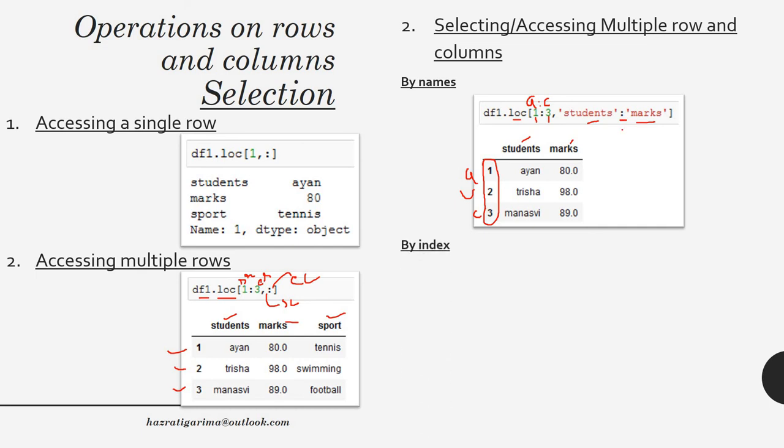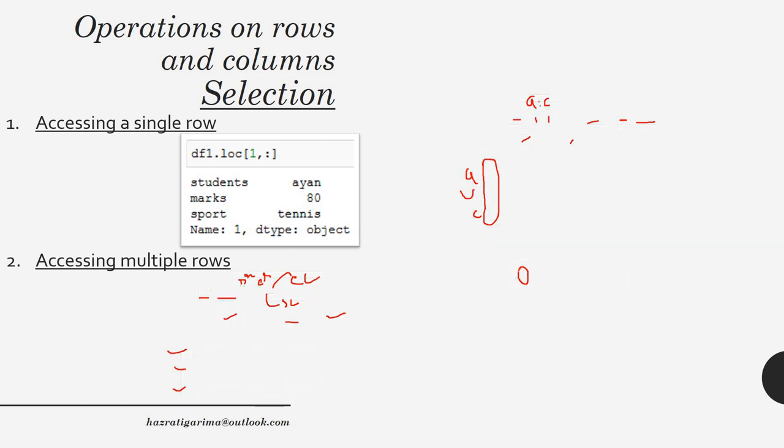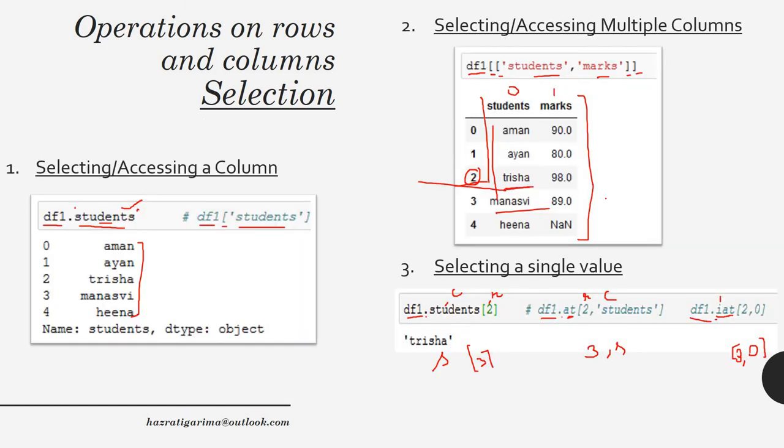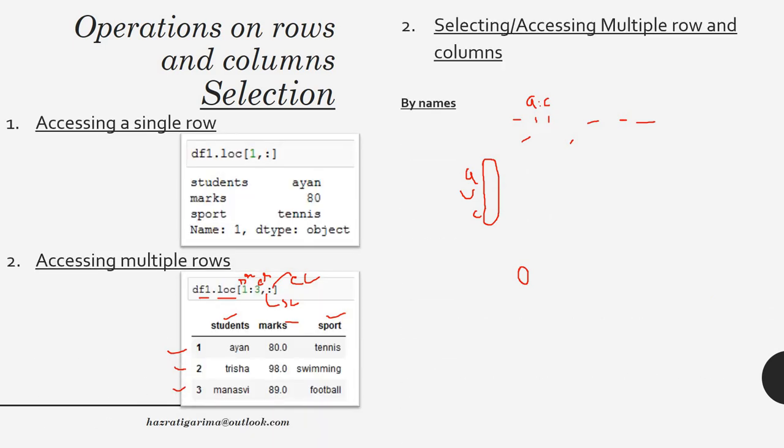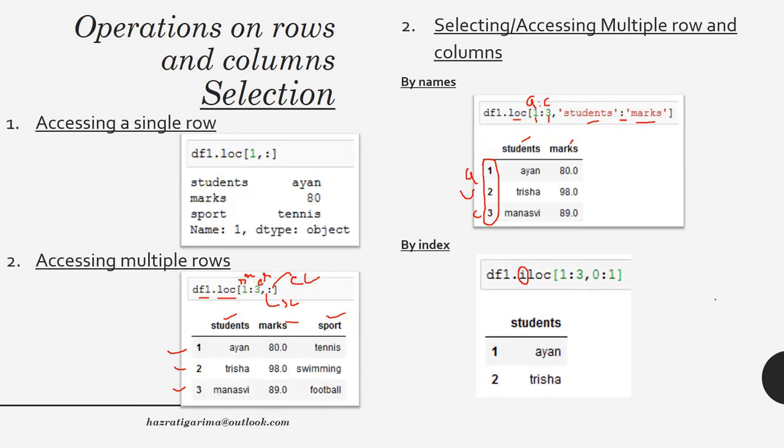Okay. Now by index, we are having 1, 2, 3, and for index we are using iloc. Keep this thing in your mind. While we were accessing a single value, I was using iat, that is index at. Now I am using iloc, that is index at location. So I am giving the index starting till end. It will not include 3 because it is using the index.